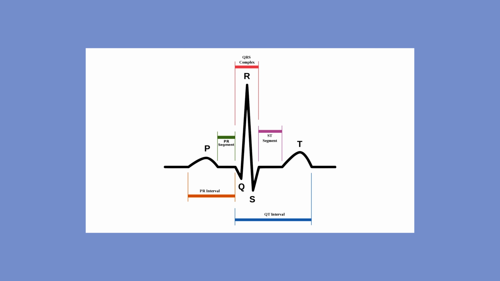And the time that it takes for the sinoatrial node to get to the AV node is known as the PR interval. And the PR interval is usually between 0.12 to 0.2 seconds. So between 3 and 5 small squares, or 3 small squares to 1 large square.